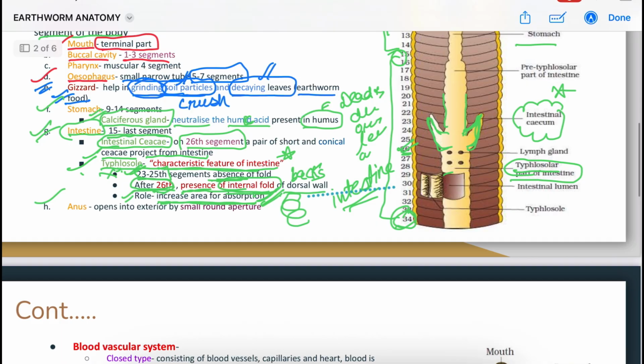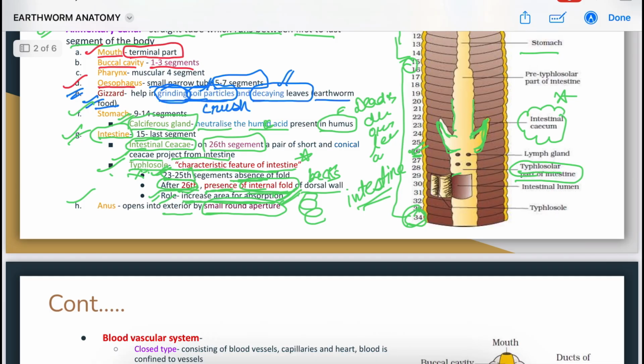Next part is the anus. Anus is basically the exterior part. It is a small round aperture that opens into the exterior, where excreta can be released. This part was the alimentary canal in the earthworm.